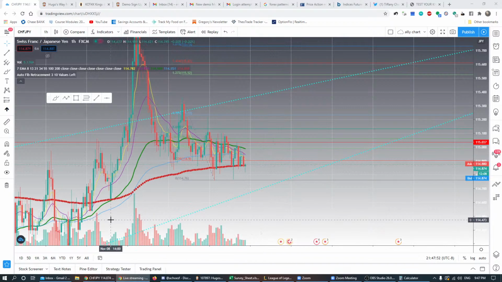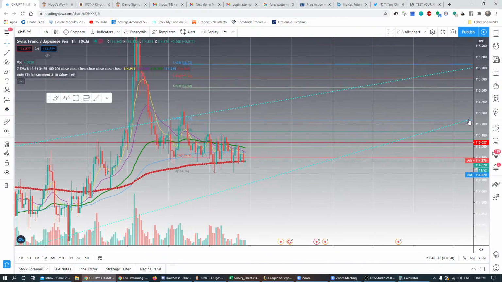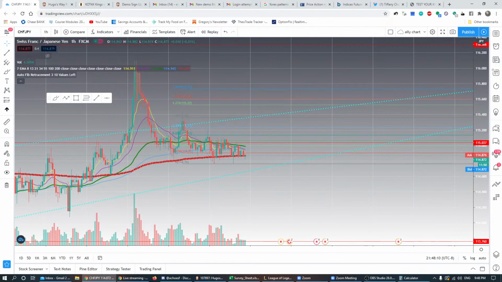Okay, so we pretty much have a pattern right here. We have the left shoulder and the right shoulder. This is Swiss yen, so any Swiss pairs are kind of slow. So the reason why I'm bearish on this one, we're going to take our box.